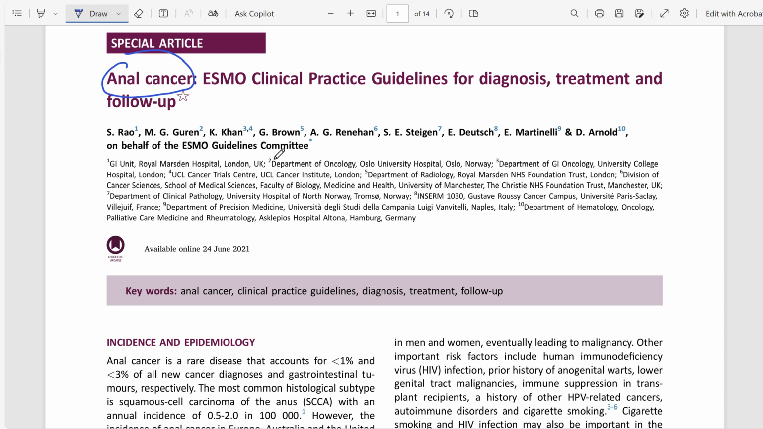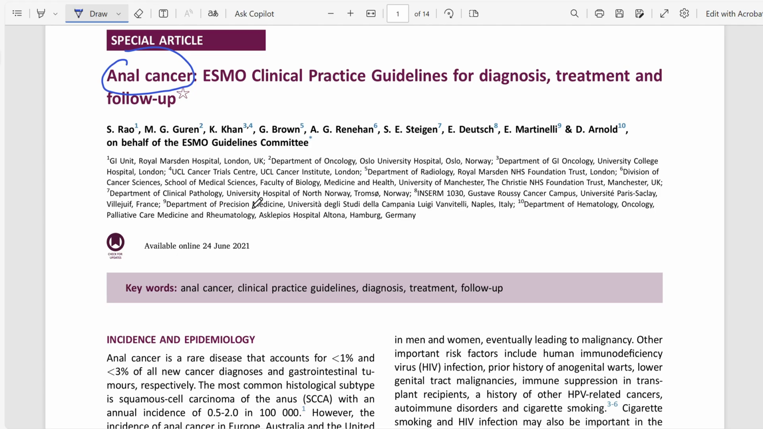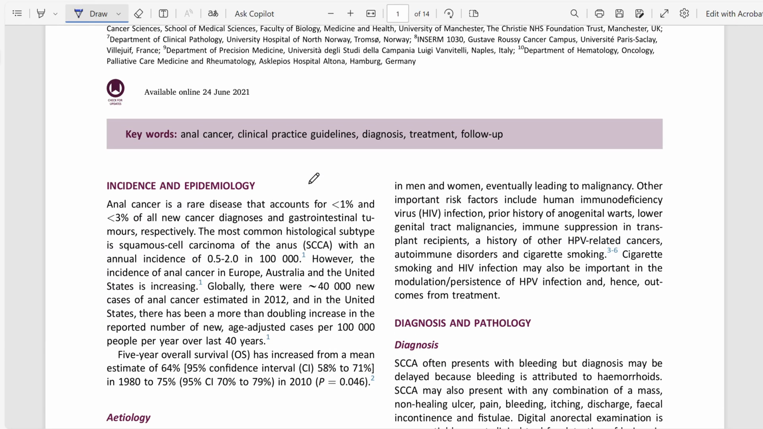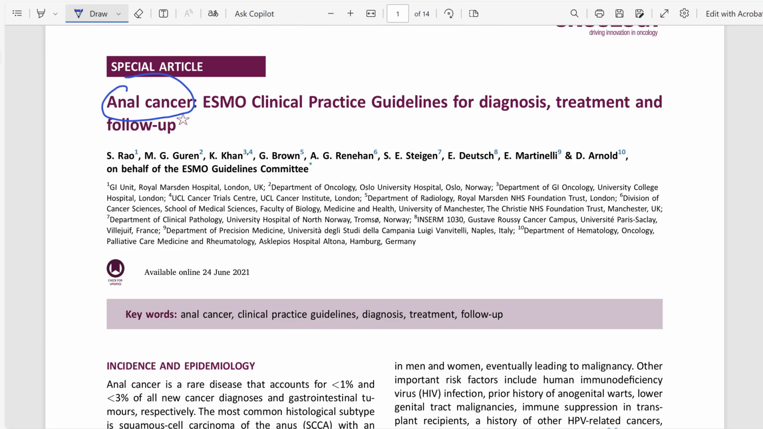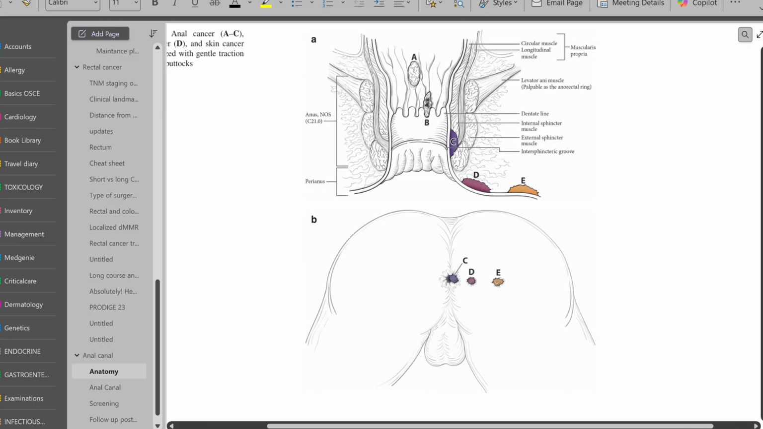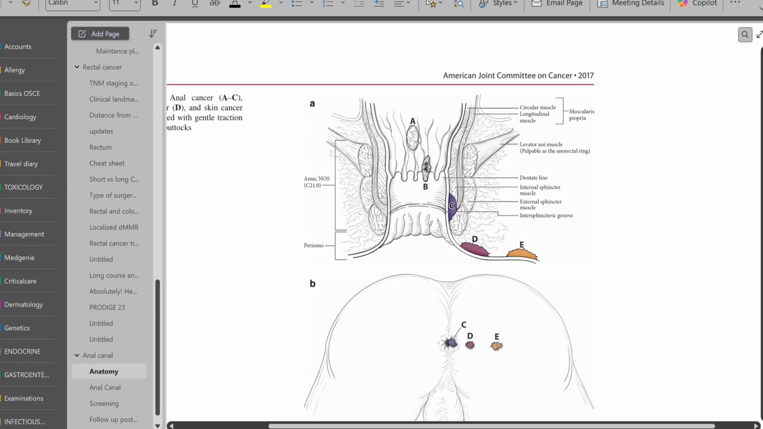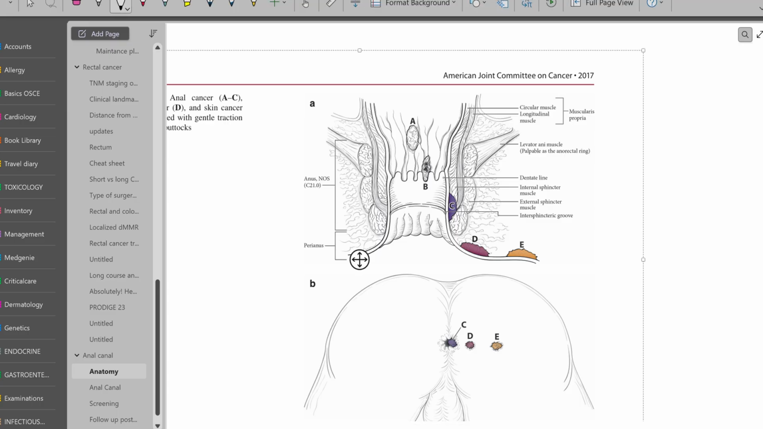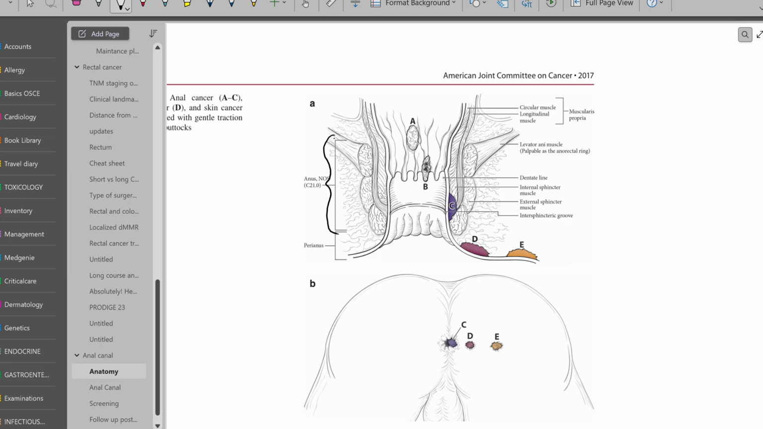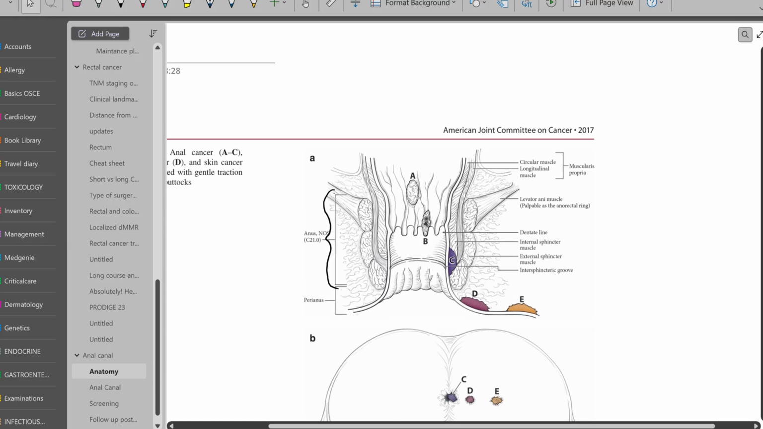About anal cancers. The whole thing about managing anal cancers is that you need to know the terminology. It's important because we're talking about the anal sphincter a lot. The most important thing is to know the anatomy. Look here at the dentate line, which is the middle part of the anal canal. The anus is the anal canal, okay? Above the anal canal is the rectum.